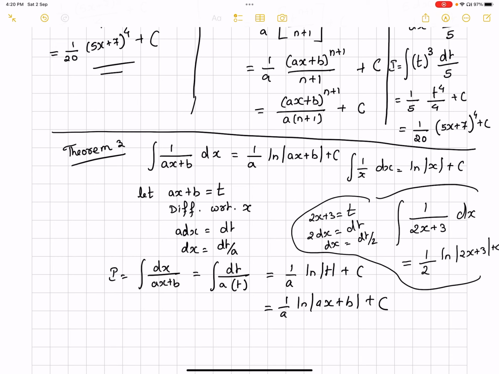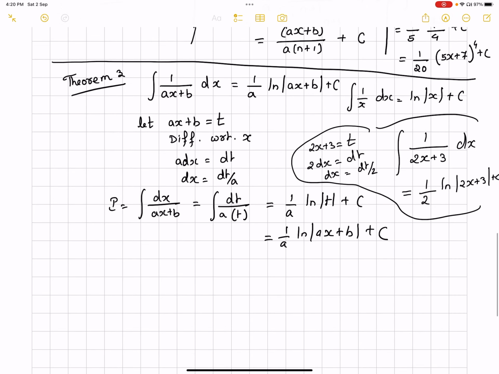Okay, now one last thing with the trigonometry. I wanted to show you that as well, whether this works with the trigonometry.